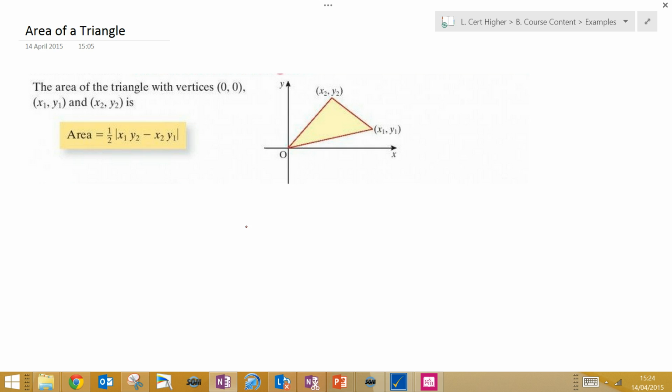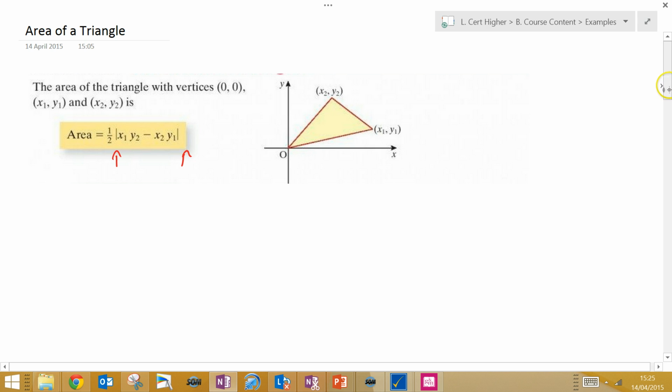The area of the triangle with vertices (0, 0), (x1, y1) and (x2, y2) is given by the formula: area equals a half of |x1 multiplied by y2 minus x2 multiplied by y1|. This formula is found in your maths tables. The two vertical lines indicate that we take the positive value of the result, as area can never be negative.